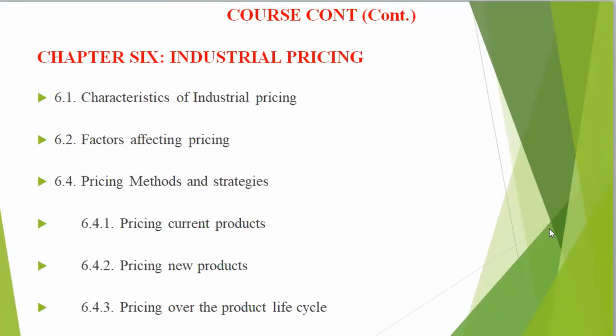And the sixth chapter is industrial pricing. How can we set a price for an industrial product? Obviously there are different pricing methods. In this case, we'll see different factors that affect the pricing strategy. We can set a price for a current product or a new product. In this case, we'll approach different pricing strategies like the cost plus strategy.